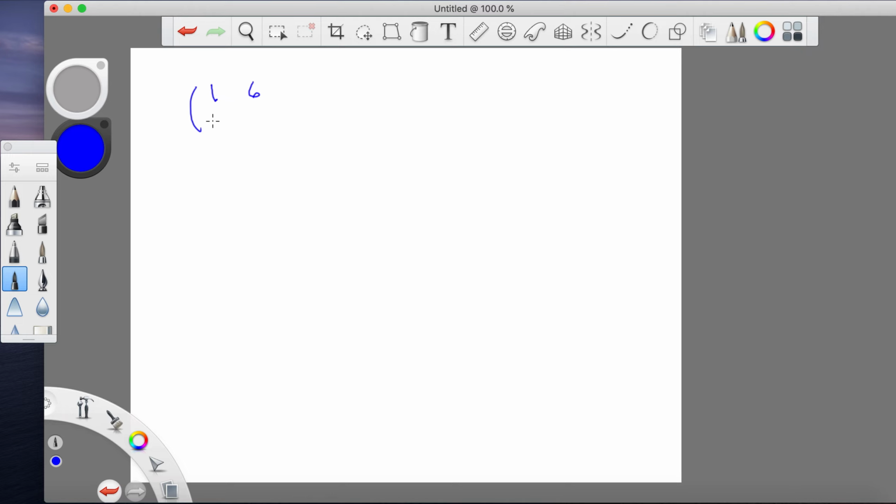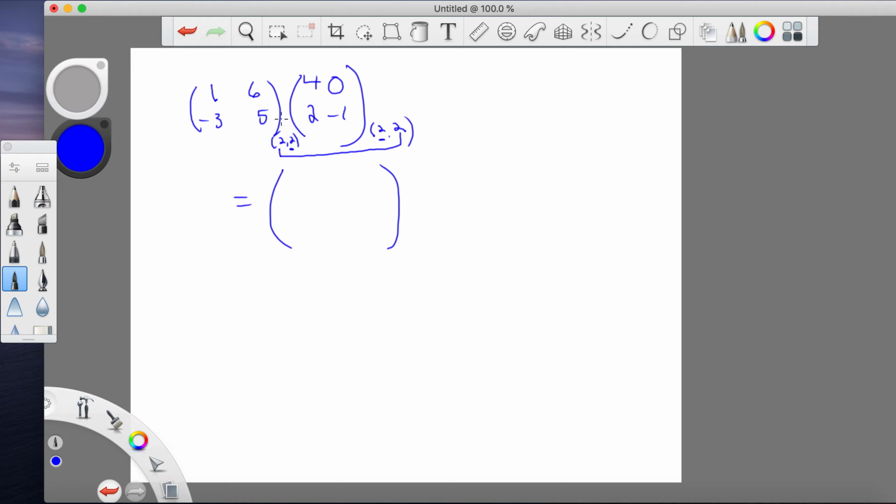1, 6, -3, 5, and 4, 0, 2, -1. Okay, so the resulting matrix is going to be a 2 by 2 matrix because the dimension of each of these matrices is 2 by 2. We match the inside elements, they do match up, and so the new matrix is going to have dimensions equal to the outside, so 2 by 2.